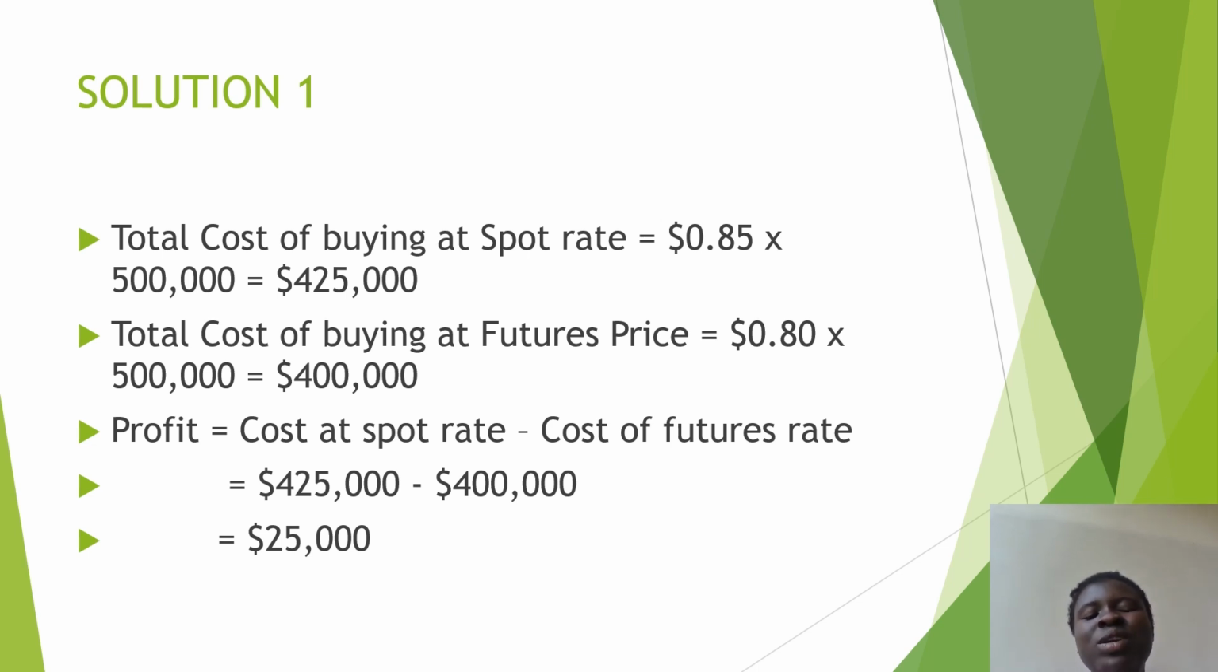So this trader is going to make a profit of $25,000, or let's say this trader is going to save $25,000 for himself, because he didn't go and buy the 500,000 euros in the market for $425,000. He was able to secure and hedge against that risk of fluctuation, and he was able to buy it at $400,000. So he has saved himself $25,000. I hope you get it.